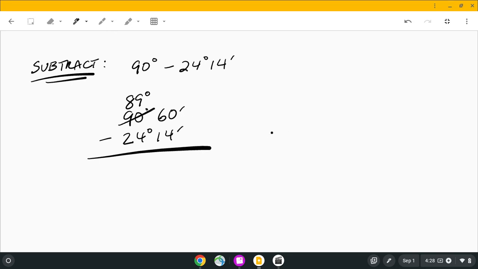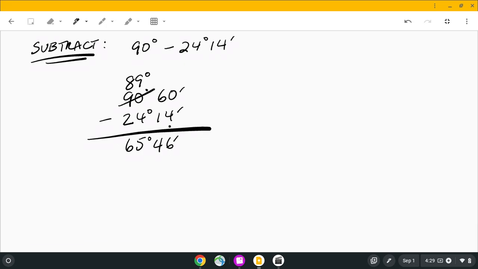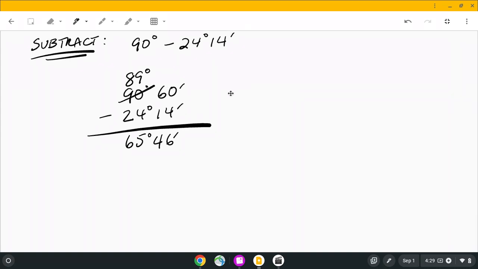So when I subtract here, I get 6, 4, 5, and 6. So we get 65 degrees and 46 minutes for our answer here. If you have enough to subtract the 14, then you don't need to borrow, but we did not have enough.